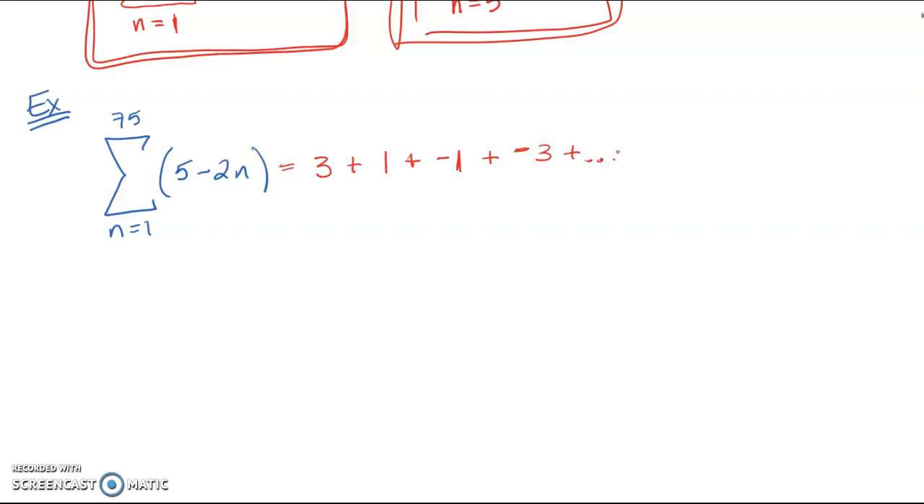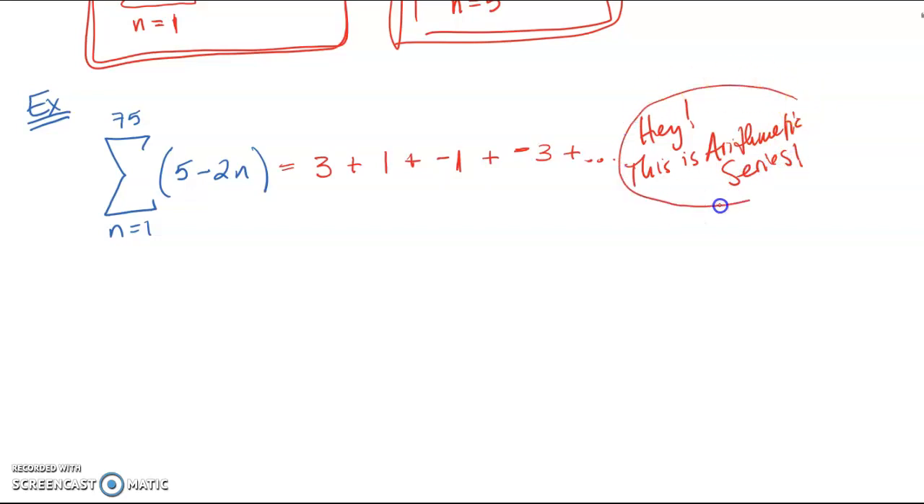So in this case, even though this is sigma notation, I would hope that you would say, hey, wait a second, we just did this the other day. This is an arithmetic series, right? This is asking us to add up terms of an arithmetic sequence: 3, 1, -1, -3. So even though it's a sigma notation problem, we don't have to do sigma notation. We can go, hey, I have a formula for the sum of 75 terms of an arithmetic sequence. Do you remember it? This is the arithmetic one.